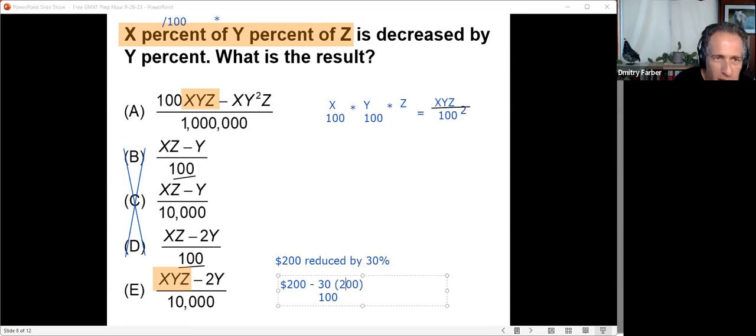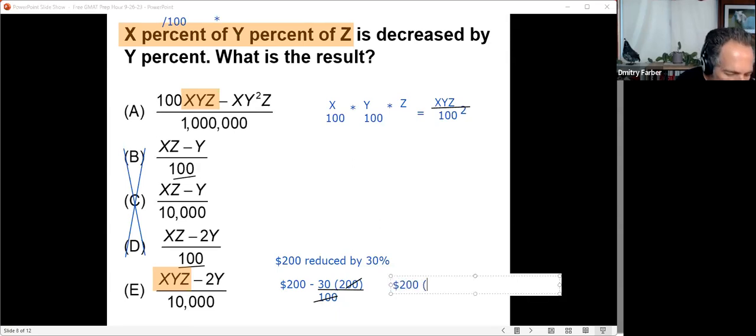Okay, and that's a good idea when you're picking numbers on percent problems. Make sure you're not mixing up things that are going to look the same when they're not supposed to be. So I could have something like this. Then I'd end up taking away $60, right? Or I could say, hey, it's 200 times 70%, or times 70 over 100, right? Those are the same thing.